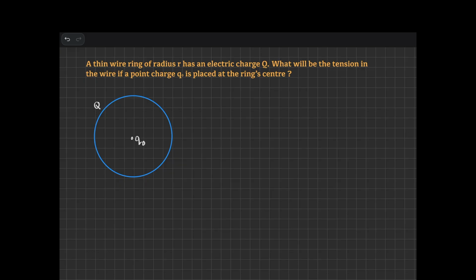So how to solve it? First of all, I am choosing a very small element from the length of the wire. Let's say here this is our very small length. Consider the length is actually very small. We are just drawing it big so that it will be easy for us to analyze different parameters, but we are assuming the length to be very small.